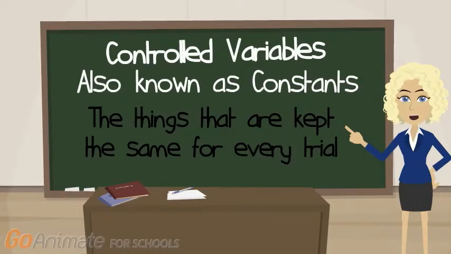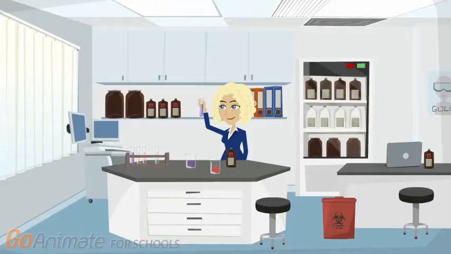The controlled variables are also known as constants. They are the things that are kept the same in every trial. There are many controlled variables in each experiment. Controlling variables and keeping them truly constant from one trial to the next is one of the hardest parts of designing an experiment. Even professional scientists have trouble with this.